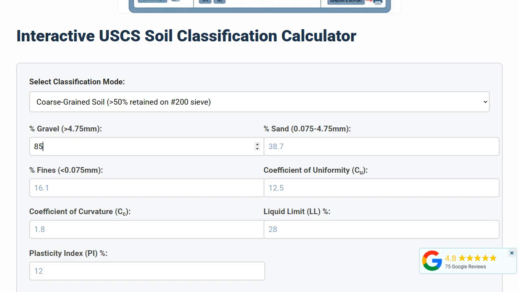For our example, let's enter typical values for a clayey soil. The calculator will process these inputs and determine the USCS classification symbol, such as CL for lean clay or SM for silty sand, along with a description of the soil's engineering properties and typical behavior.